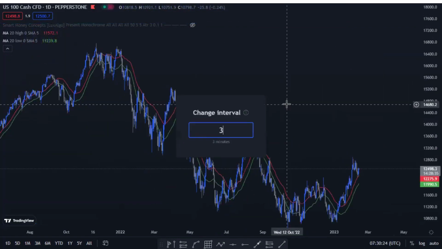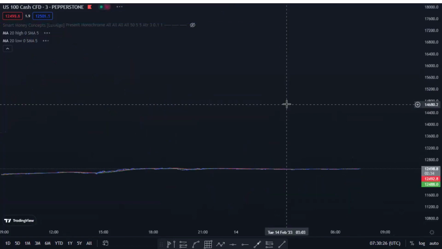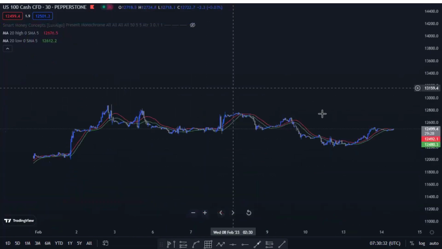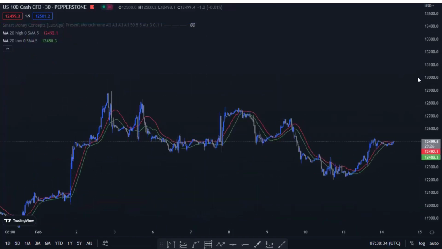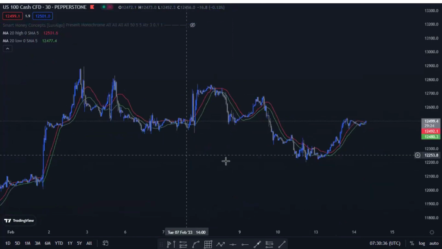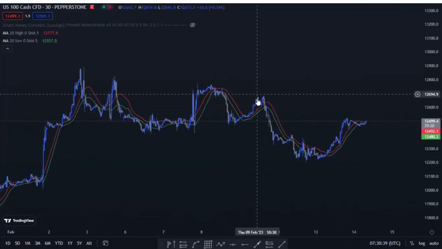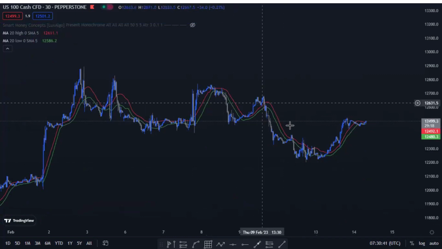These moving averages are the ones that you can use on a lower time frame if you are looking to scalp, because they follow trend. They are like a trend line, trend channel, or whatever you want to call it.